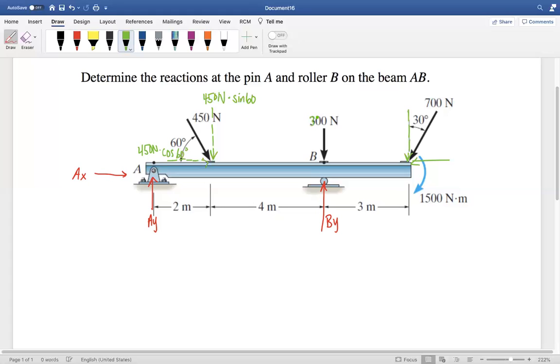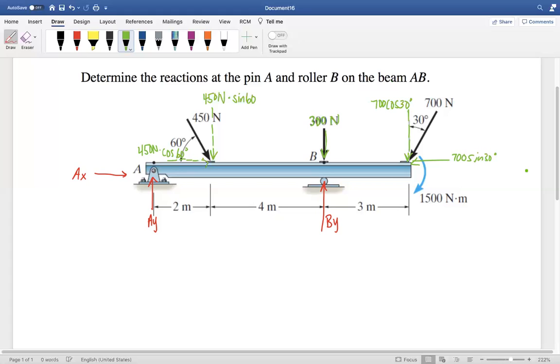300 stays the same, so that's just 300 newtons acting straight down on point B. And then the 700 I need to break up again. Because the vertical component of this force is the part that's touching the 30 degrees, that's going to be my cosine, because touching means it's adjacent to the angle. So the vertical component on this one is the cosine. But the horizontal component, if I were to draw it up here, would be opposite the angle. So this component is 700 sine 30.